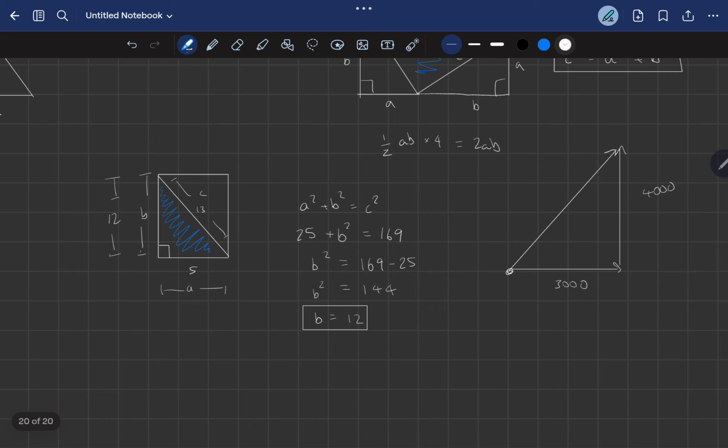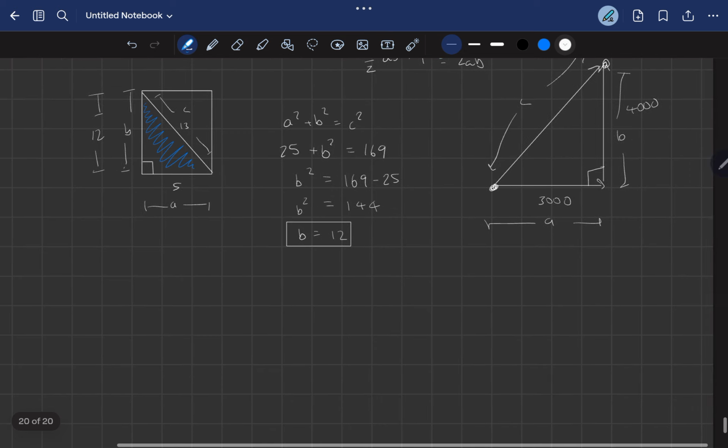And we want to find this entire distance, because this is the starting point, this is the ending point. So we want to find this distance right here. Now again, we have a right angle triangle, and we can use the Pythagorean theorem. So a squared plus b squared is equal to c squared.